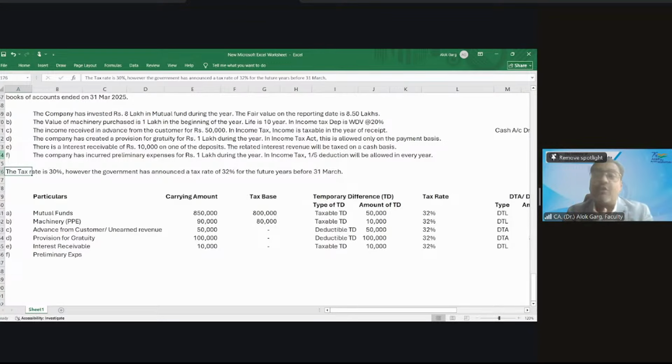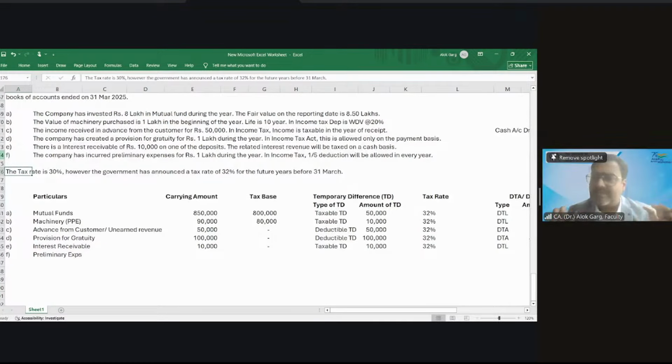Number two, you are not required to apply that kind of knowledge in financial reporting. In financial reporting, I am just looking like a horse with blinkers. The company has incurred preliminary expenses of rupees 1 lakh during the year. So I know that it has to be charged as an expense in the year of incurrence as per Ind AS. In income tax, 1/5 deduction will be allowed. That's all. My job is over.